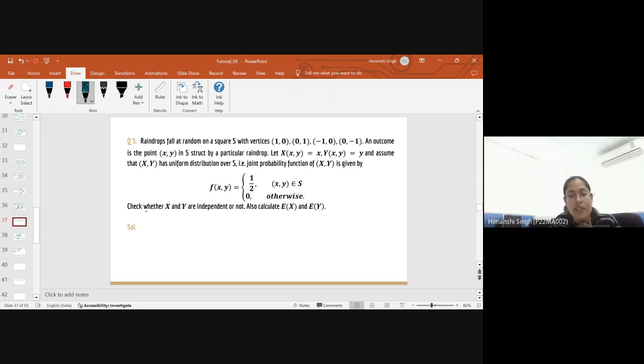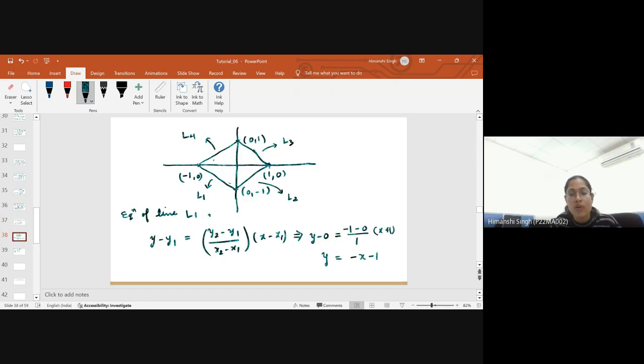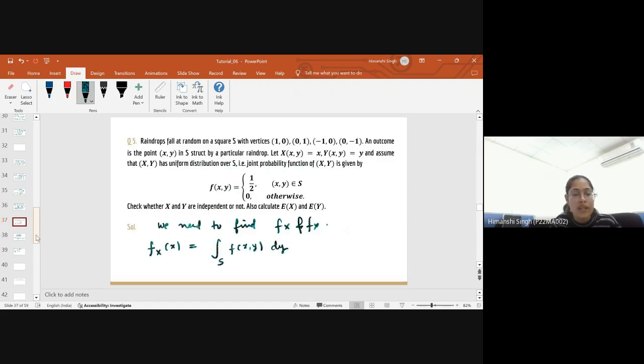Now first of all, we need to check whether x and y are independent or not. In order to check independence, we need to find the marginals fx and fy. Now if I want to find the marginal of x, then what I should do is integrate the joint density over the region S with respect to y. Now if I consider the region S to be this, I want to integrate it with respect to y.